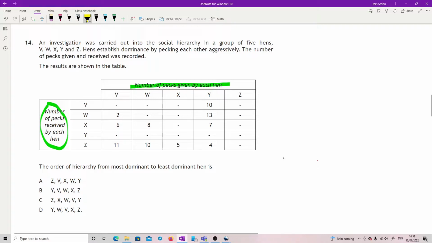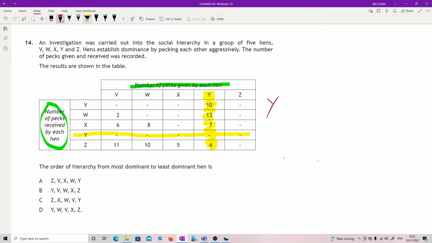Okay, so if I'm looking for the most dominant hen, what I'm looking for is something that basically did not receive any pecks, because everyone else was just like, no, not going for them. And there you go, look at Y. And not only that, for the number of pecks given, Y was quite happy to just attack everybody else. So Y is decidedly the most dominant.